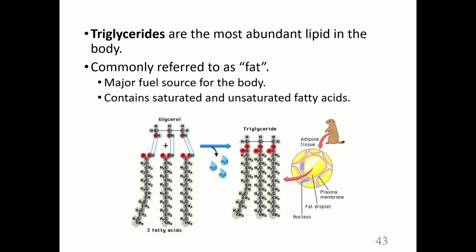Triglycerides are the most abundant lipid in the body. They are commonly referred to as fat. They are the major fuel source for the body, and they contain saturated and unsaturated fatty acids. The triglyceride consists of a glycerol head and 3 fatty acid chains. If the fatty acid chain is kinked, it is unsaturated because it has a double covalent bond. If the fatty acid is saturated, it is straight because it only contains single covalent bonds. Triglycerides are stored in adipose tissue, which contains our adipocytes or fat cells.